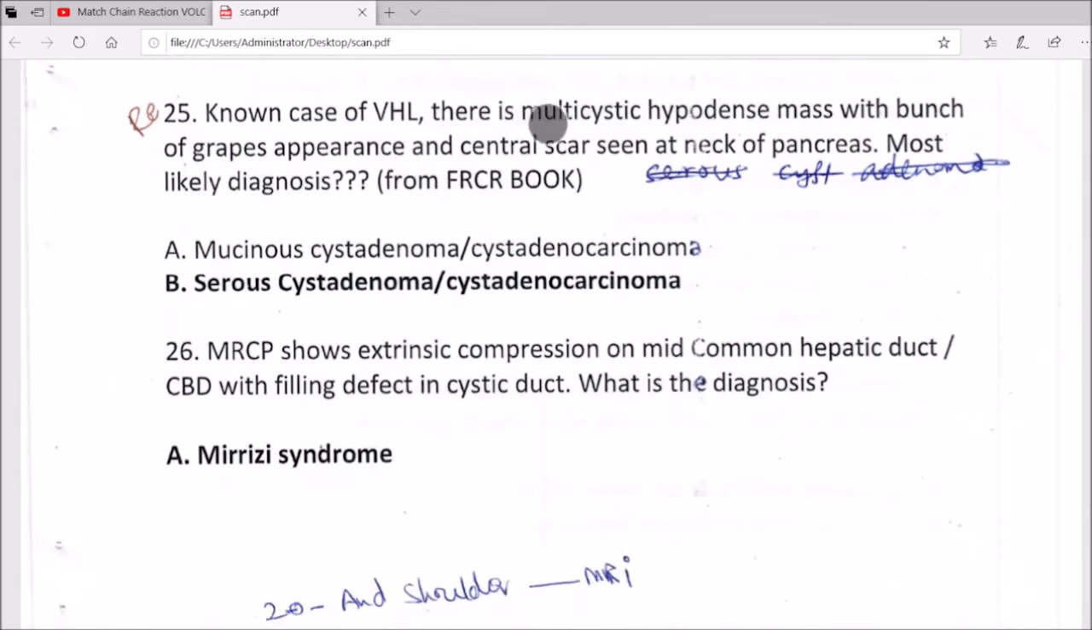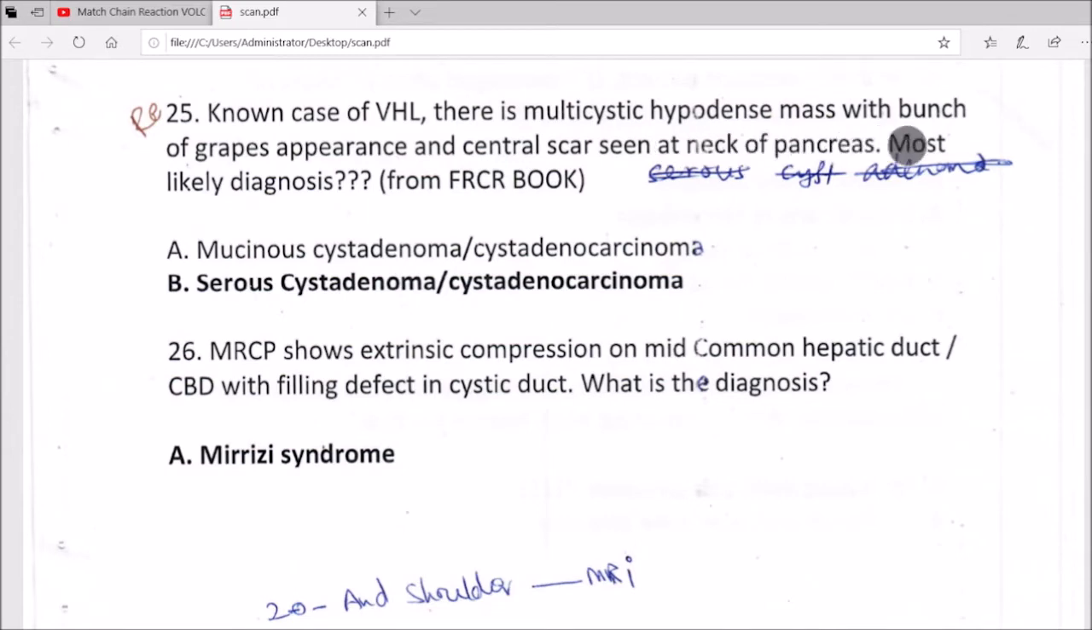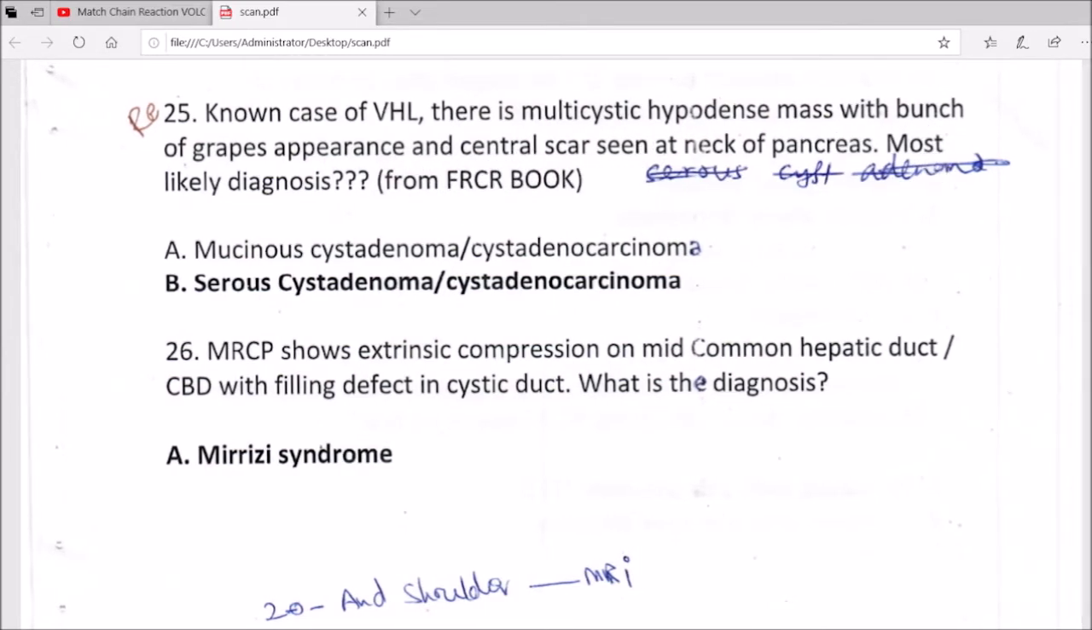25. Known case of VHL. Repeat question: known case of VHL, there is a multicystic mass with a bunch of grapes appearance and central scar seen in the pancreas. Most likely diagnosis: serous cystadenoma.